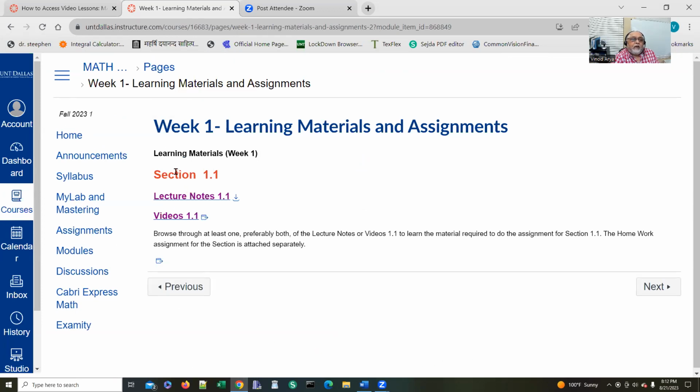So here, for section 1.1, you have to read the lecture notes, or you have to watch videos 1.1, and then do section 1.1. To do this section, you first have to do one of these two or both of them, and then do the homework, and you are done with week 1 work. Then you will go on to the second week, and the same logic and procedure will be followed, and you will do the same thing.